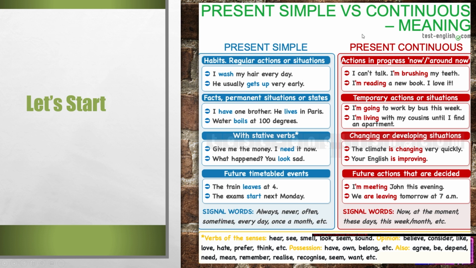For present continuous, we use it for actions in progress, now, around now. Untuk aktiviti yang berlaku sekarang, yang tengah berlaku sekarang ataupun lebih kurang waktu sekarang. For example, I cannot talk. I am brushing my teeth. I am reading a new book. I love it. We also use present simple for facts, permanent situation or states.